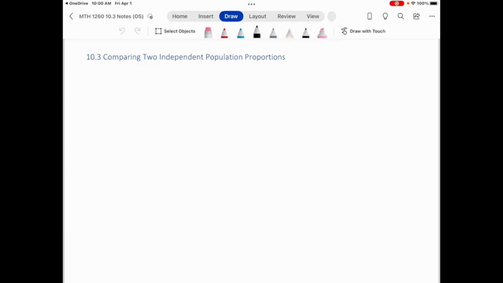So now in this lesson, we are going to compare two population proportions. If you have two independent binomial experiments and you want to test the difference between two population proportions, then you can use the two prop z-test.